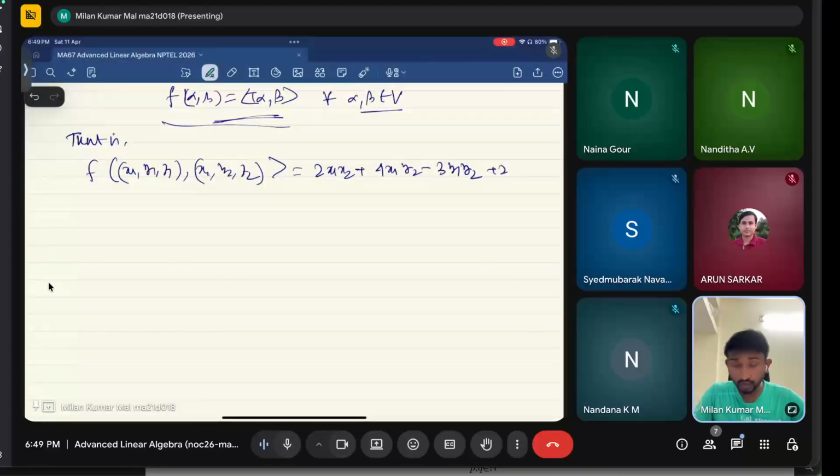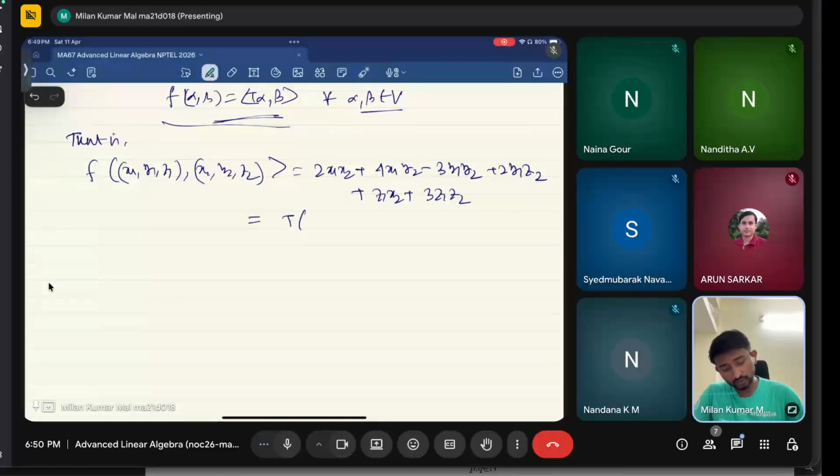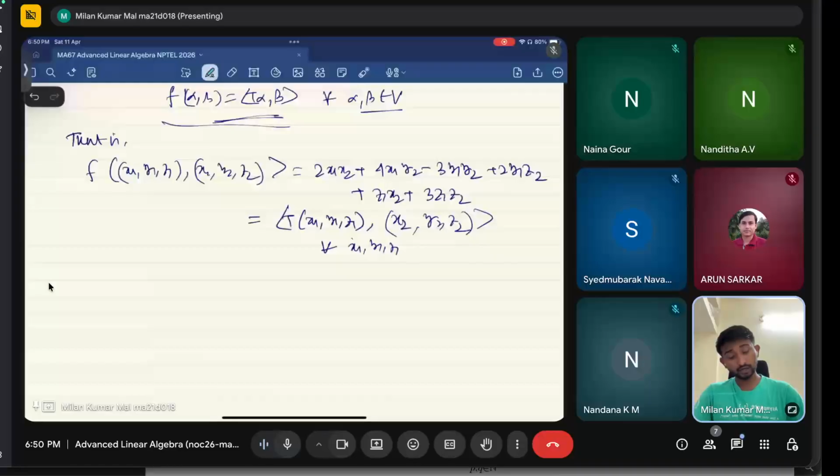2 x1 x2 plus 4 x1 y2 minus 3 y1 y2 plus 2 y1 z2 plus z1 x2 plus 3 z1 z2, and that has to be equal to T of (x1, y1, z1) inner product with (x2, y2, z2). This has to be true for every (x1, y1, z1) and (x2, y2, z2) coming from the space R3.